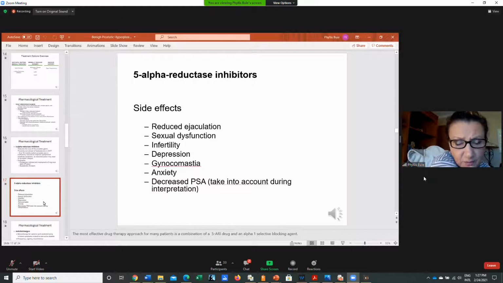Gynecomastia, and you remember what all of that is, and anxiety. And just the whole situation can make them anxious. And we'll talk a little bit more about that too in a few minutes. And then, of course, a decreased PSA may also occur with these medications.